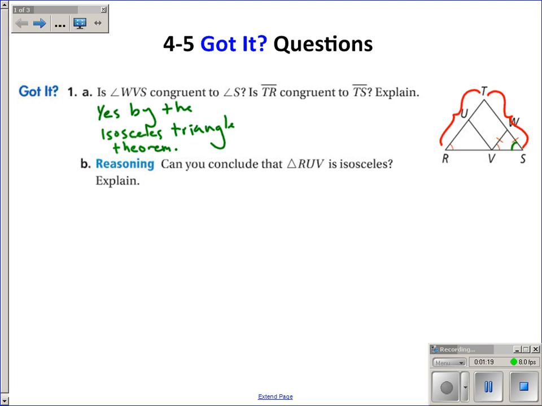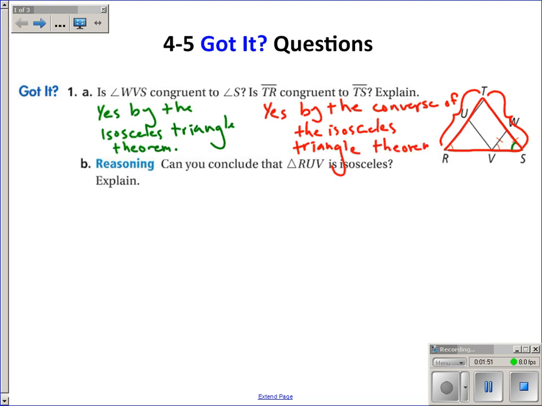Okay, well, if you look at the big triangle, just this outside triangle, we will notice that the base angles R and S are congruent. So by the converse of the isosceles triangle theorem, yes, segment TR is congruent to segment TS. Yes, by the converse of the isosceles triangle theorem. Okay, let me erase this and kind of redraw what I know. This is congruent to that.